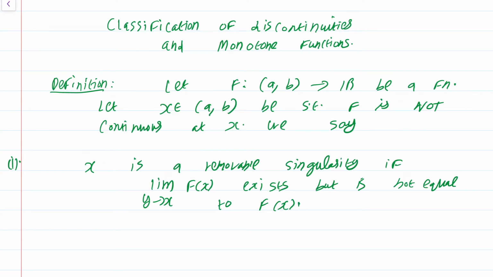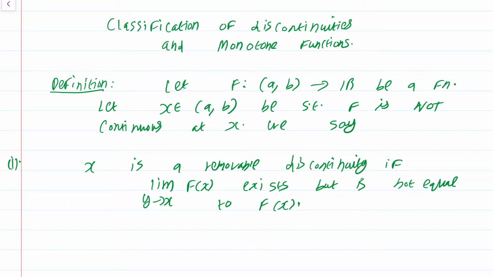Just a second, I will not call it a removable singularity, I will call it a removable discontinuity. I want to reserve the term singularity for more pathological things later in the course. So x is a removable discontinuity if the limit as y goes to x of f(y) exists but is not equal to f(x). Why is this called a removable discontinuity?